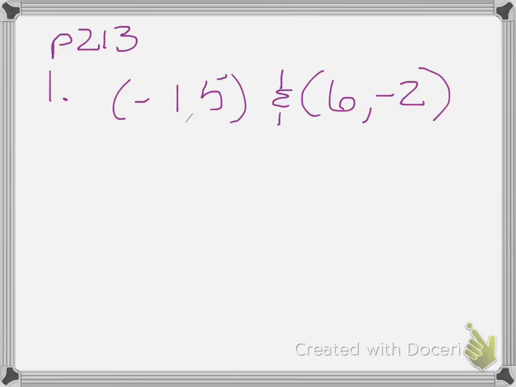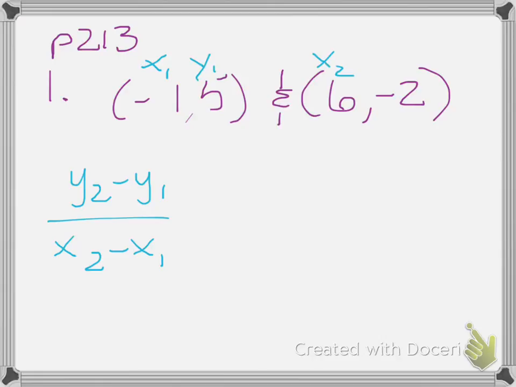So the first one is number 1 on page 213, and this is finding the slope of the line that passes through the given points. So we're given 2 points here, and we have to find the slope through it. This is where we use what we called last year the subtracty thing. That would be y2 minus y1 over x2 minus x1. That gives us slope. This is our first point, so we say it's x1 and y1, and this is our second point, so we say it's x2 and y2.